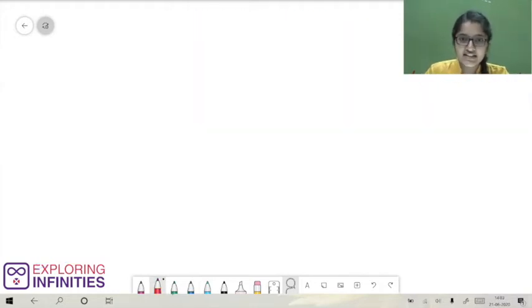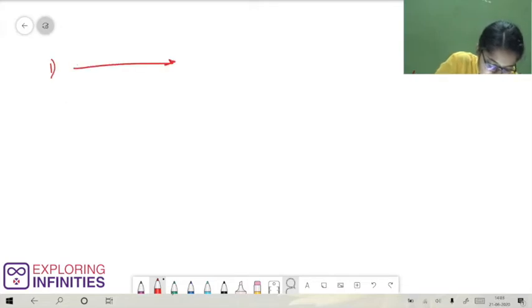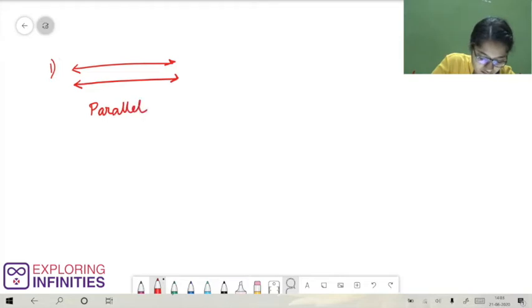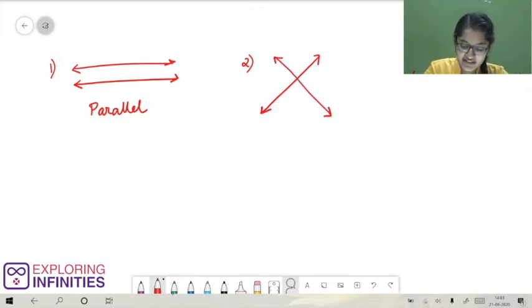Let us once recollect the chapter Pair of Linear Equations in 2 Variables. In that chapter, we learnt about the various kinds of relationships that can exist between a pair of lines. What were they? The first one, these pair of lines do not have any common point. That means they do not intersect anywhere. So they are called parallel lines. Next, the pair of lines have a single common point. That means they are intersecting at one point and they are called intersecting lines.